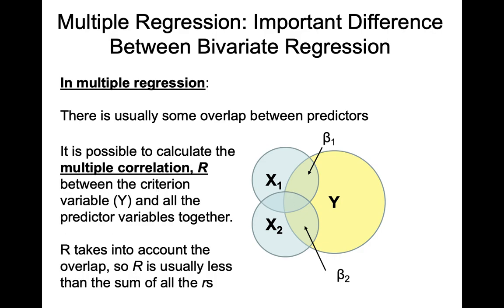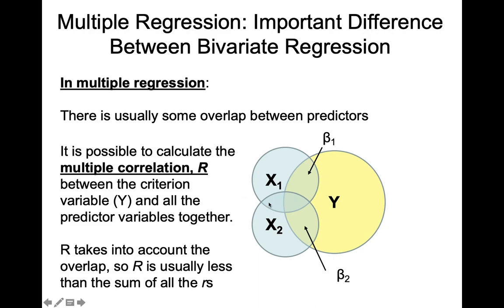It's possible to calculate the multiple correlation, which is a big R, between the criterion variable y and all the predictors together. This R takes into account the overlap, so big R is usually less than the sum of all the little r's. You might say, well, if study hours is correlated at 0.5 and sleep is correlated at 0.4, the multiple R should be 0.9, right? It doesn't work that way because of the overlap.